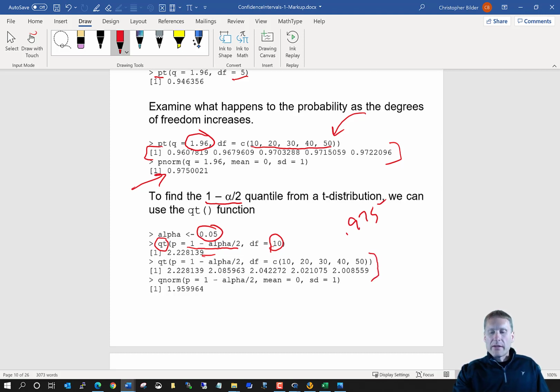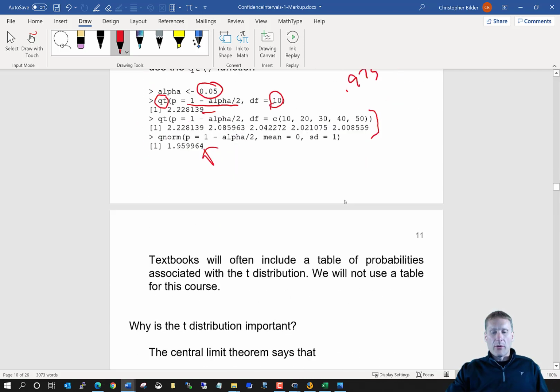In a similar manner to what I did above, I could look at what happens as the degrees of freedom increases, compare it to a standard normal, and we can see that that quantile is getting closer and closer to what we would get with a standard normal.